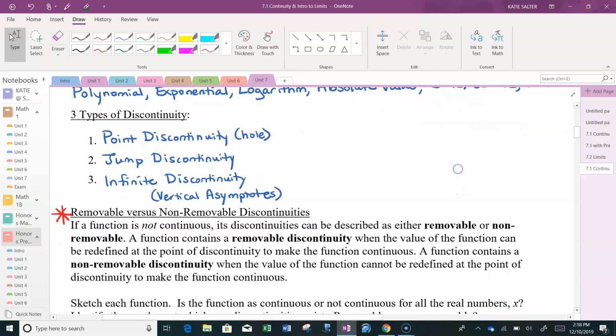All right, something else. We have what we call removable versus non-removable discontinuities. If a function is not continuous, its discontinuities can be described as either removable or non-removable. A function contains a removable discontinuity when the value of the function can be defined at the point of discontinuity to make the function continuous. In other words, if all you have is a hole in the graph, we call that a removable discontinuity because all it would take is one point to make that function continuous. So up here, this situation is a removable discontinuity.